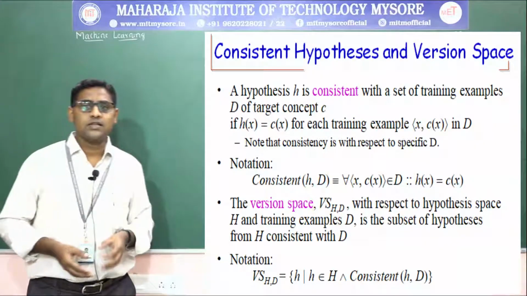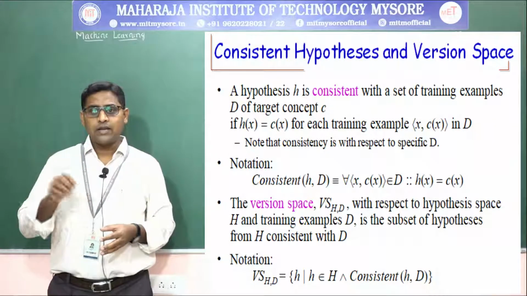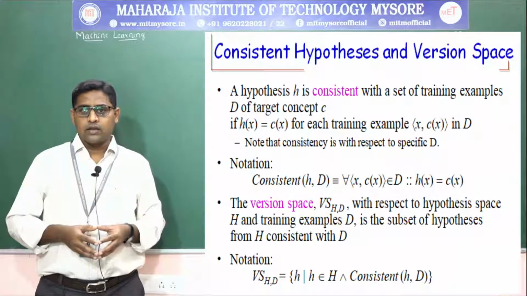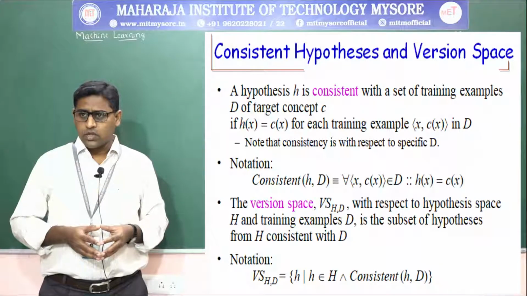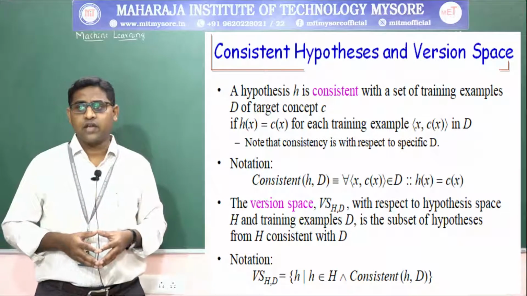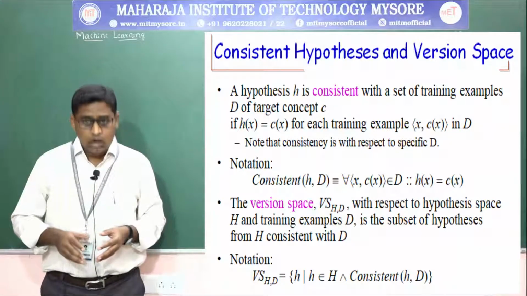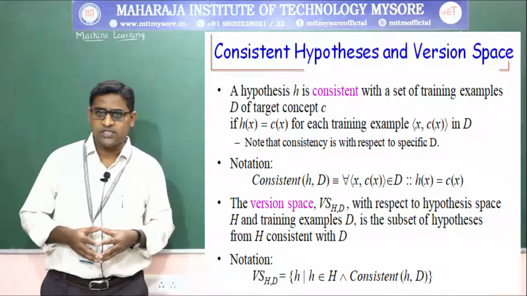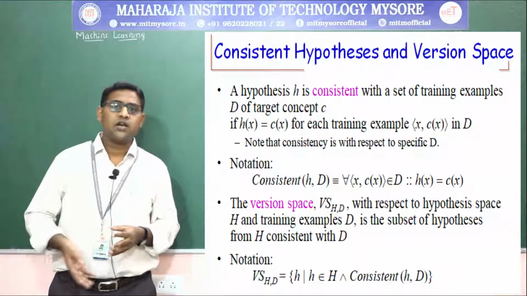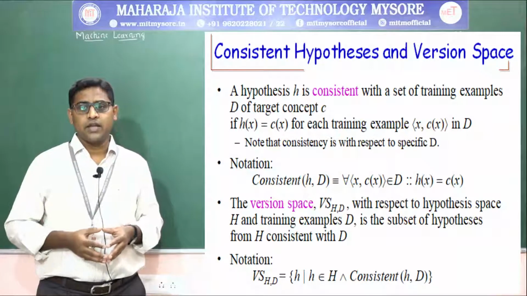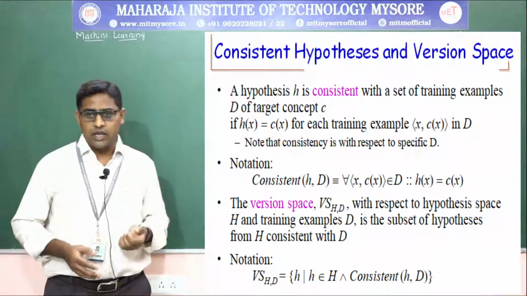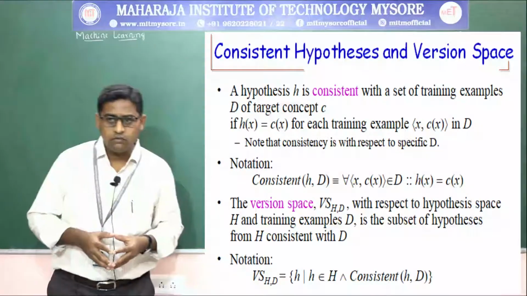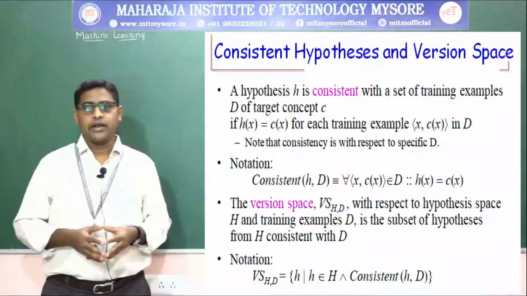So here we define this in notation: Consistent(h, D) holds if, for all instances <x, c(x)> belonging to the data set D, h(x) is equal to c(x). Now the version space, VS_{H,D}, which we defined earlier with respect to the hypothesis space H and the training examples D, is the subset of the hypotheses in H that are consistent with the data set D. The notation used is VS_{H,D}, where h belongs to H and is consistent with the training data set D.